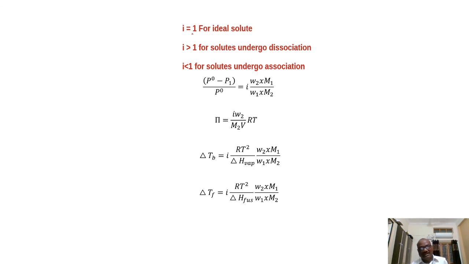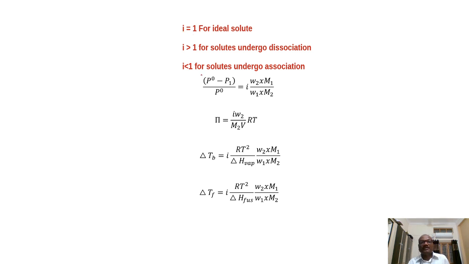So i is equal to 1: the solute does not undergo association or dissociation. i is greater than 1 for solutes which undergo dissociation, and i will be less than 1 for solutes which undergo association. So by using this i factor, we can calculate the normal molar mass of the solutes.